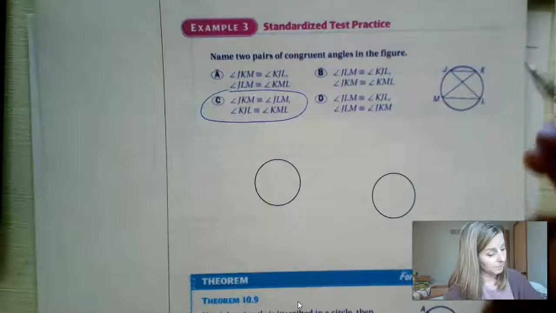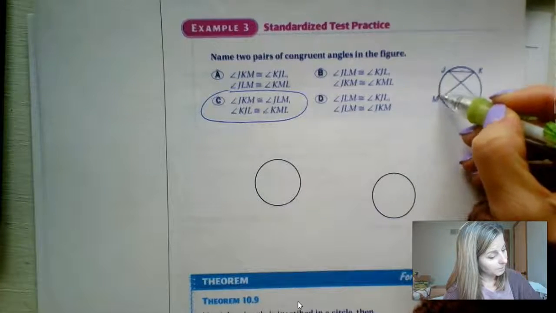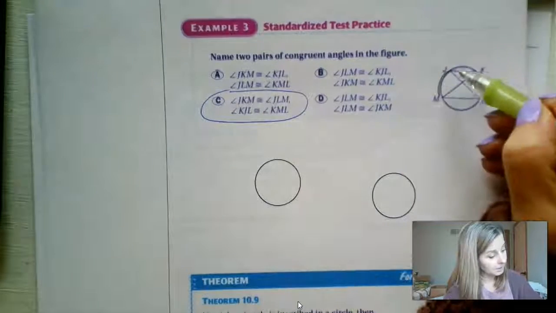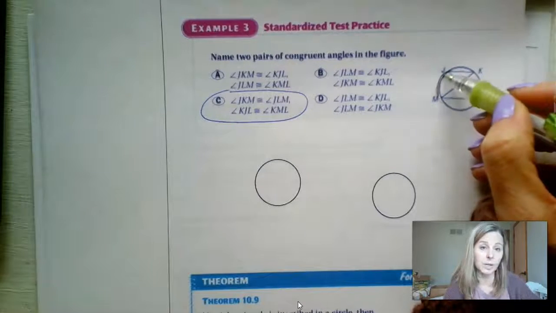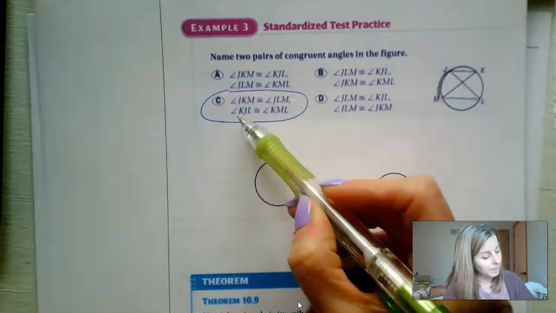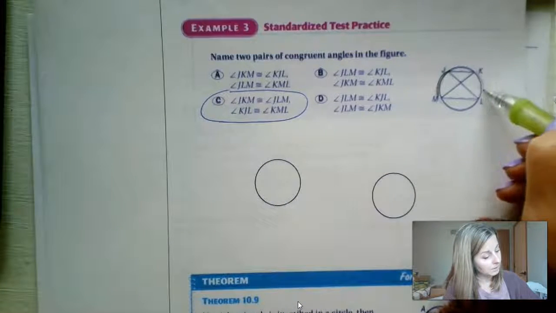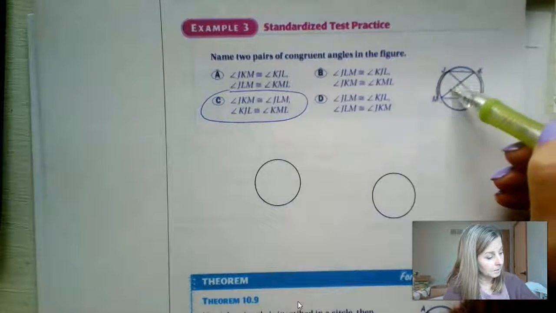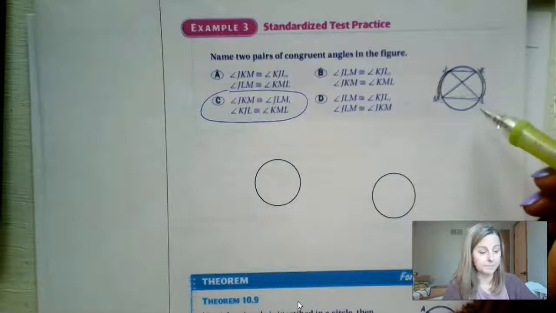So if you look at JKM, it goes with arc JM, and then JLM goes with the same arc. So if they go with the same arc, the angles are going to also be congruent. Angle KJL corresponds with this intercepted arc, and then KML again has the same intercepted arc. So that's how those two go together.